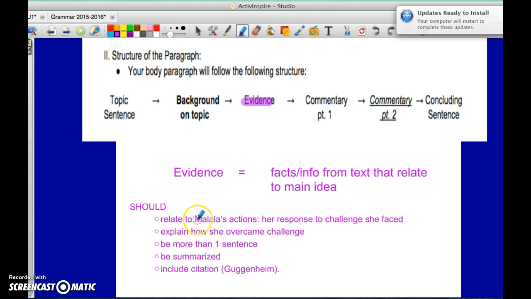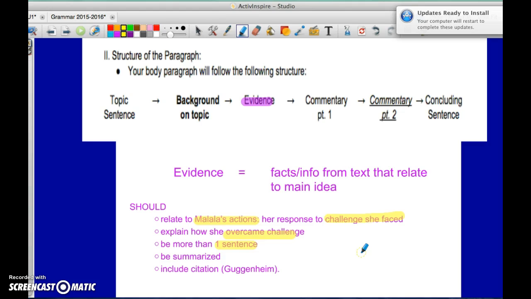It should relate to Malala's actions, so what she's already done, specifically in relation to the challenges she's faced. It should explain how she's overcome this challenge. And the reason I'm saying it should be more than one sentence is because it should be detailed. It shouldn't be, well, she got hurt and didn't give up.